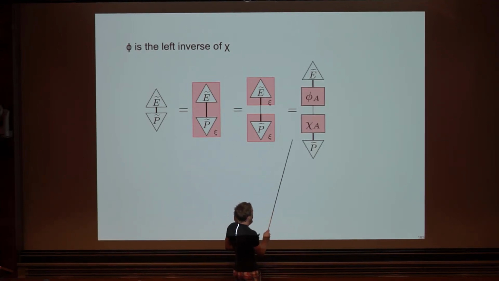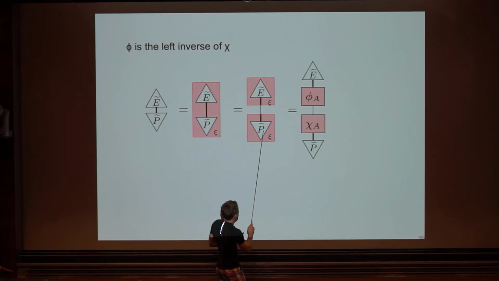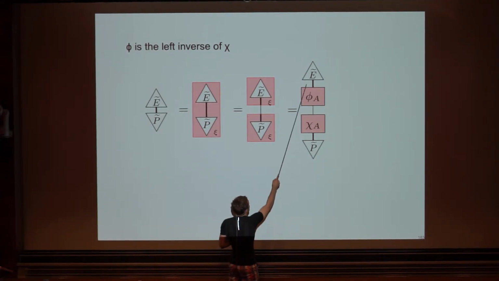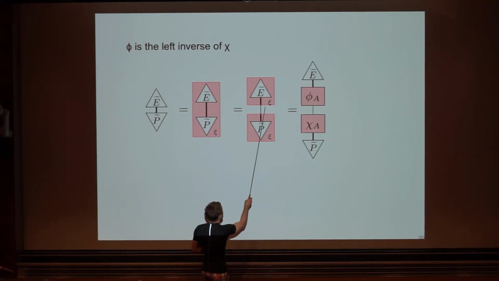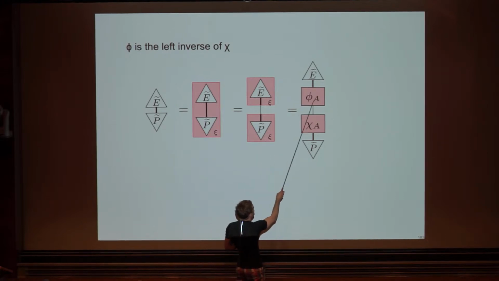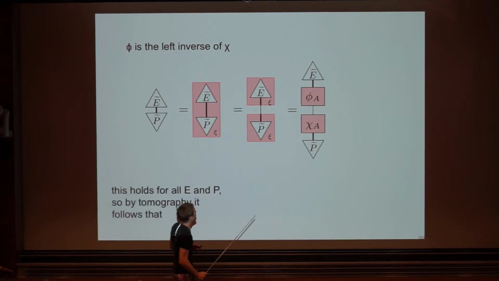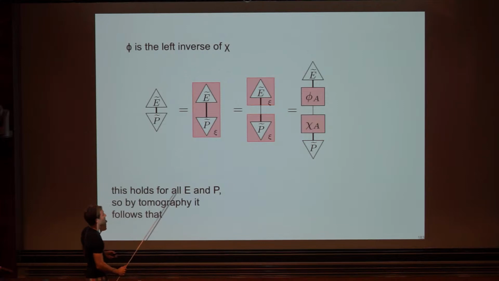And then using what we just showed on the previous slide, we can reimagine this application of this diagram-preserving map as the application of this chi process, and similarly for this diagram-preserving map on the effect. That was the phi process that we introduced. And now note that this equality has to hold for all effects and for all states in the GPT.